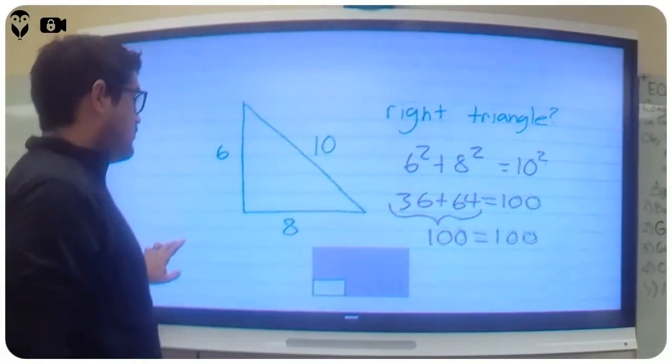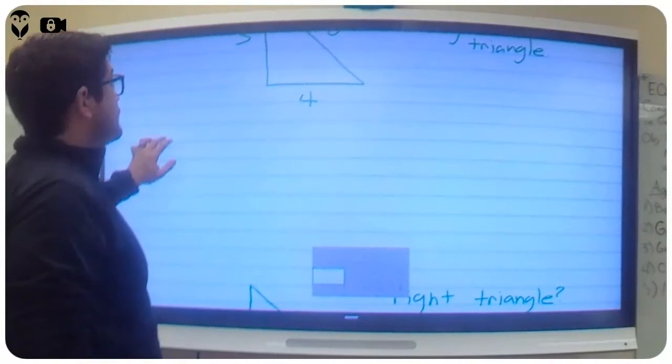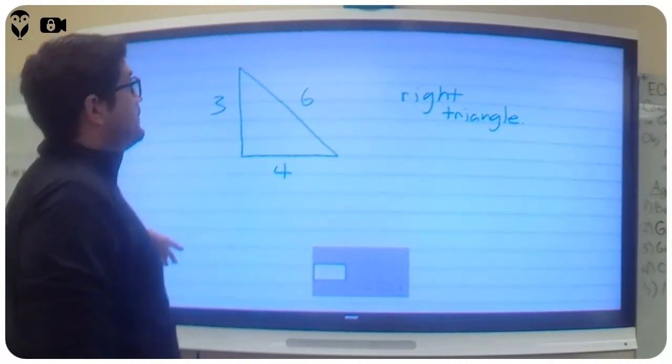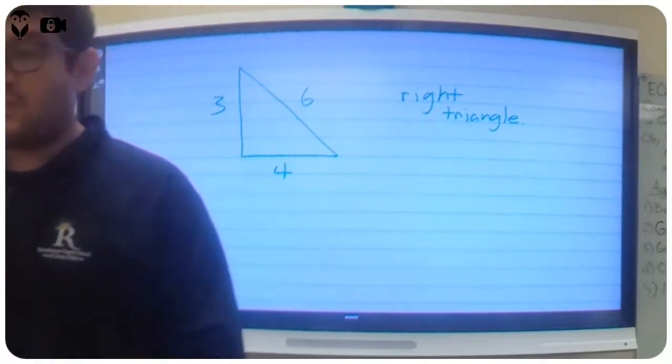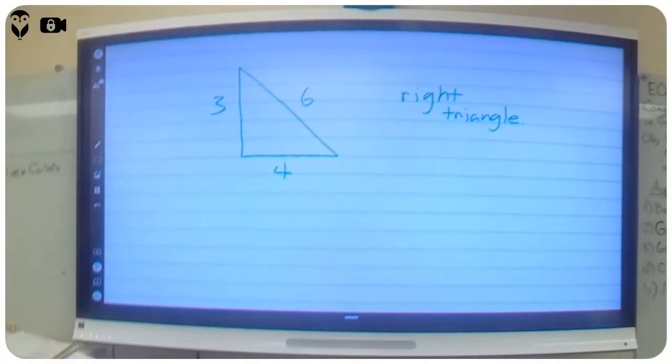Okay? I think I have one more for you guys to practice with. Try this one, another 4 minutes before I go on. Good luck. Check if it's a right triangle.